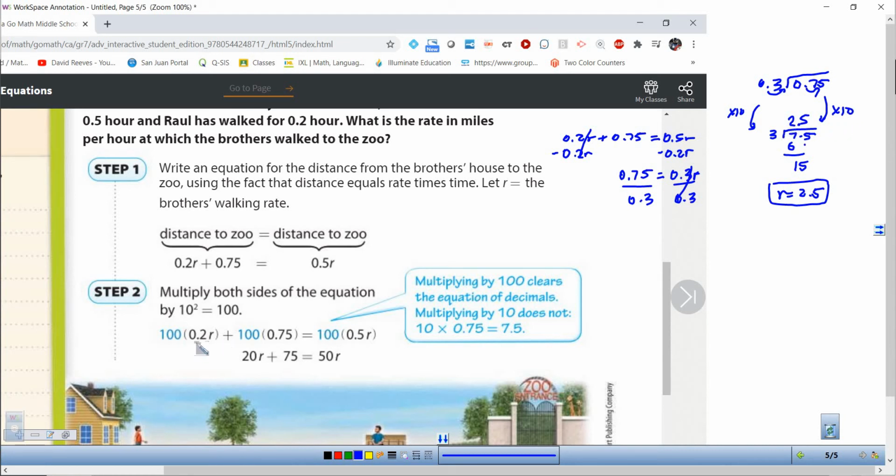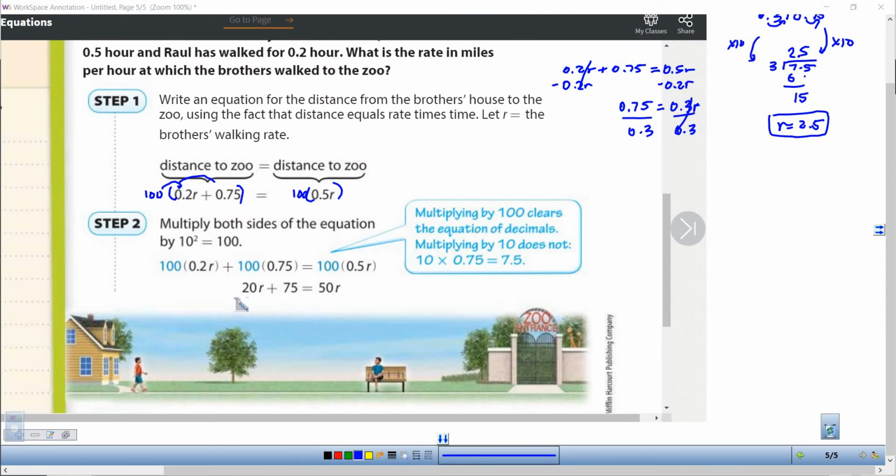So when they multiplied everything by 100, again, they did it to everything. They did it to both sides, right? So they did 100 here and they did 100 here, right? But then they distributed that 100 to both of them, and you end up with 20r plus 75 equals 50r. So it's a little bit nicer because you now don't have those decimals, right? So now if I were to solve this, well, 20r is smaller than 50r, right? I end up with 75 equals 30r, and then I divide both sides by 30, and I get r is equal to 2.5.